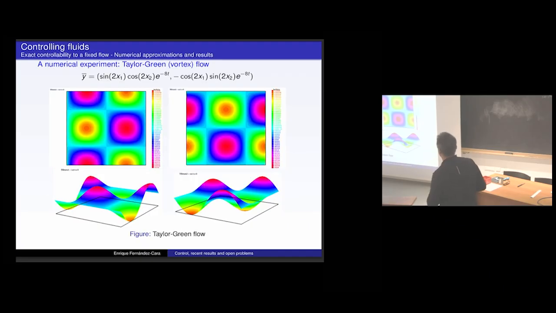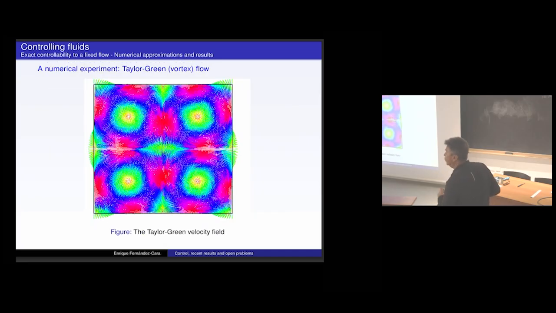And the third example that I'm going to show you is even more interesting. It concerns exact controllability to what is called Taylor-Green flow. Taylor-Green flow is much more complicated than the Poiseuille flow. These are the isolines of the components of the velocity field, and this is the velocity field for Taylor-Green flow. It is not a stationary solution. It is a time-dependent solution. So in this case, we are trying to control exactly to a trajectory, not to a stationary solution.